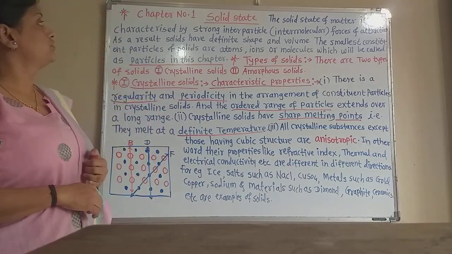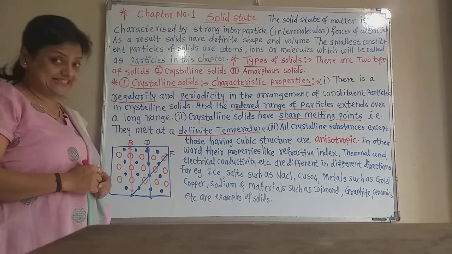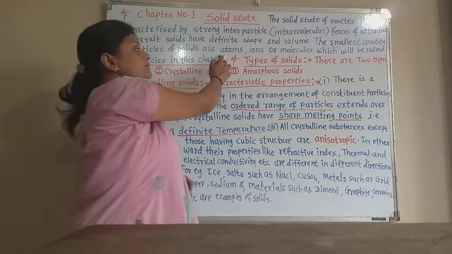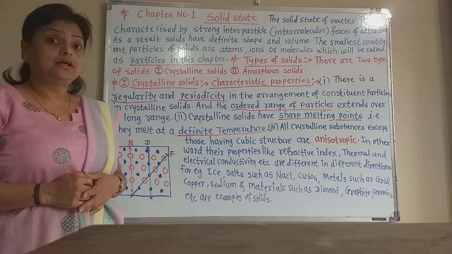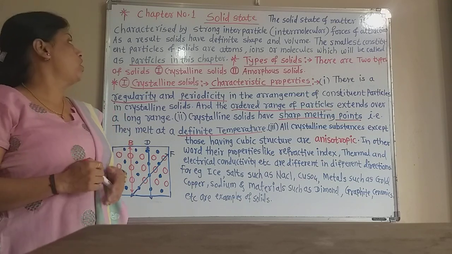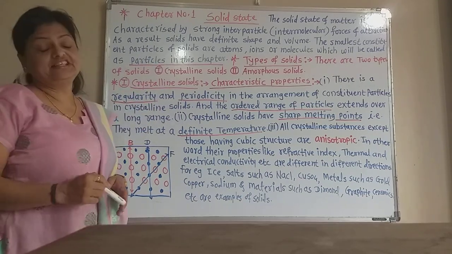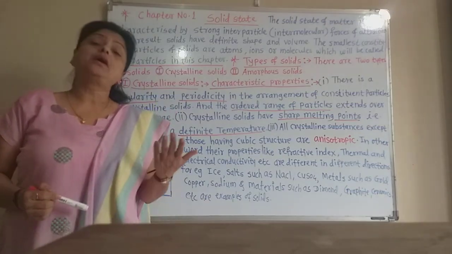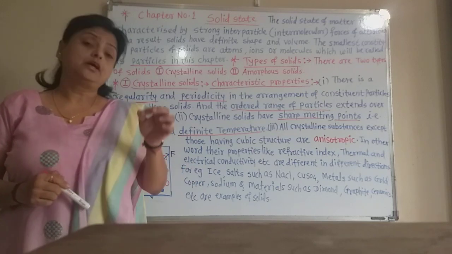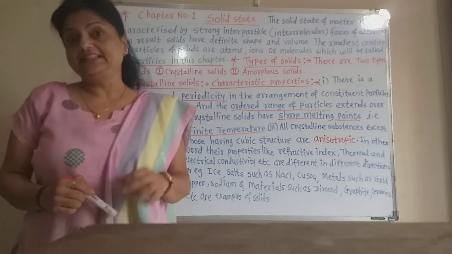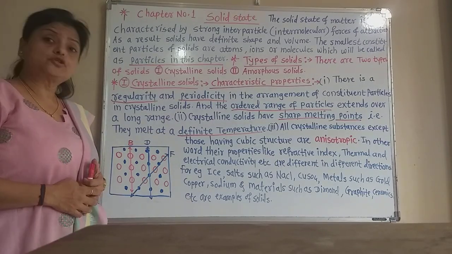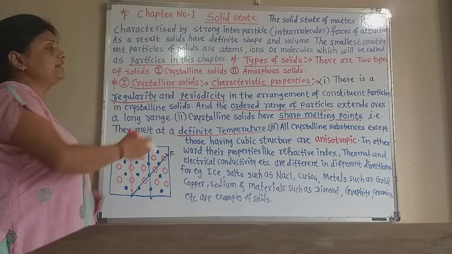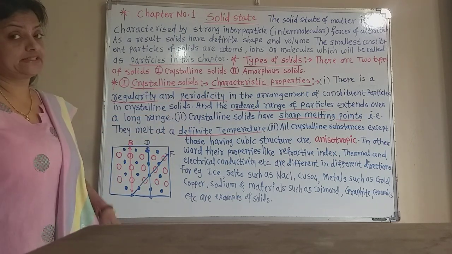The smallest constituent particles of solids are generally atoms, ions or molecules. In this chapter we have to call them particles. They may be atoms, ions or molecules of the solid, but we call them particles in this chapter. Now there are mainly two types of solids: crystalline solids and amorphous solids.